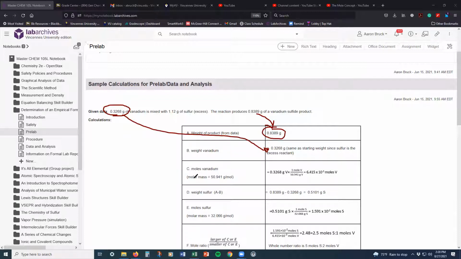The first thing that we need to do is a direct conversion between the grams of vanadium to moles of vanadium. For that, we're going to need the molar mass of vanadium to properly do that conversion. This sets up very similarly to the kinds of unit conversions that we did in chapter 1, where we have a unit that we're trying to get rid of here.